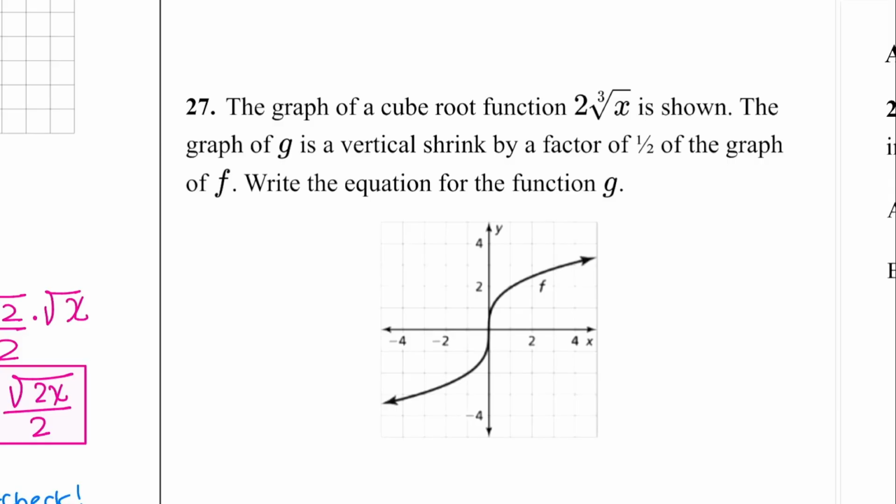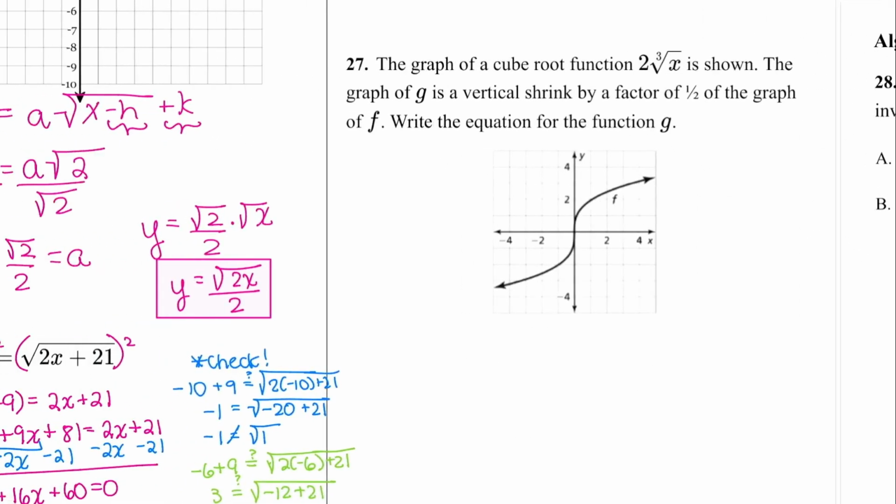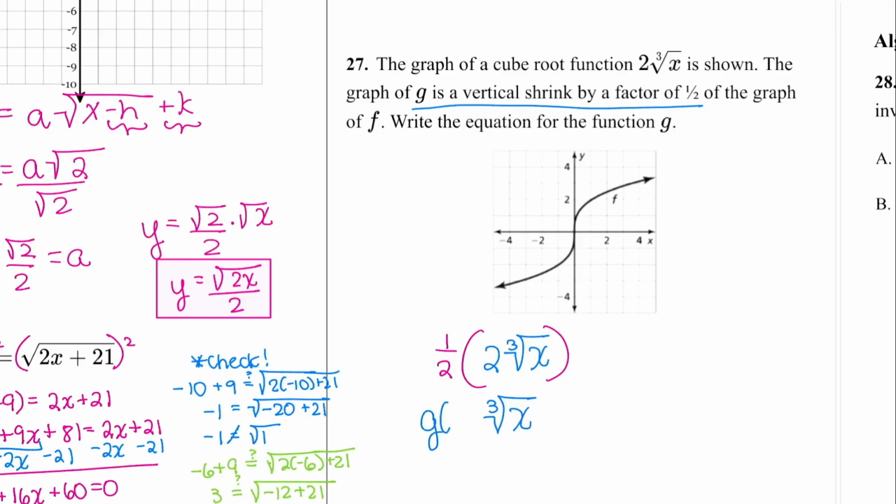The graph of a cube root function 2 times the cube root of x is shown. The graph of g is a vertical shrink by a factor of half of the graph of f. Write the equation for the function g. Since the function that we are given is 2 cube root of x, and we are having a graph that is a vertical shrink by a factor of a half, all that we're going to do is multiply this by a half, which means that our 2 and our 1/2 are going to cancel, so we just end up with the cube root of x.